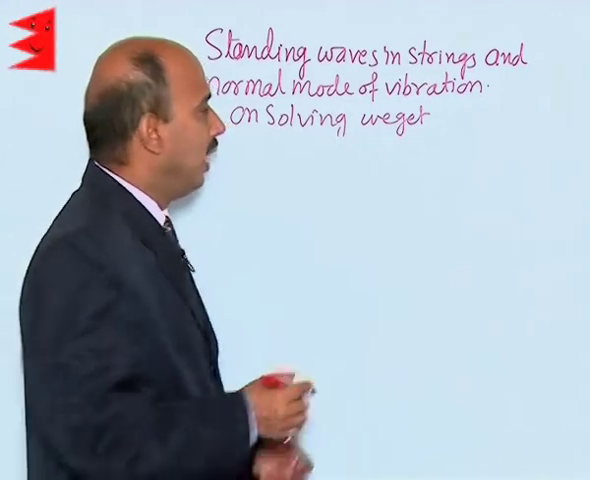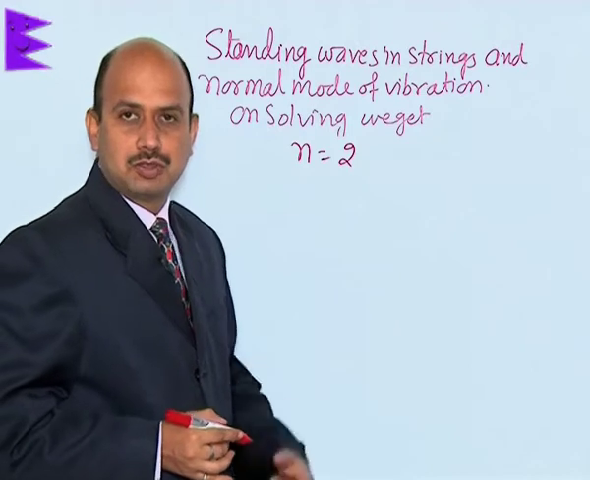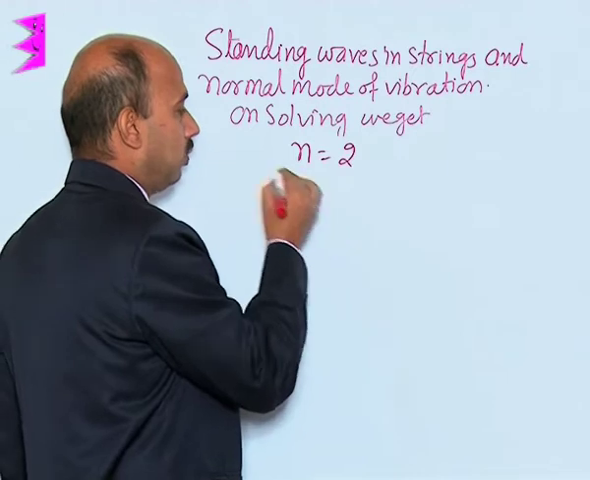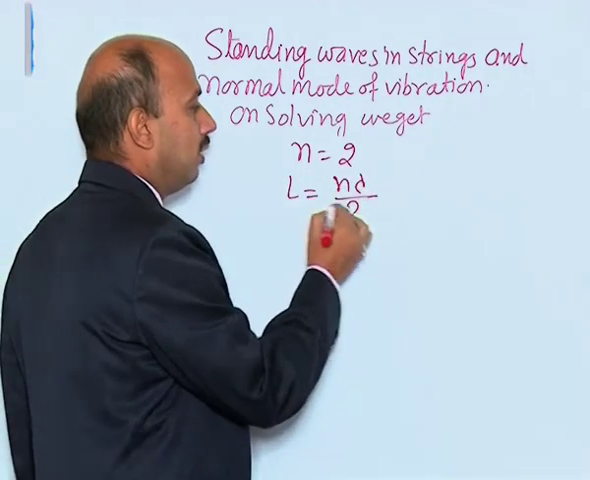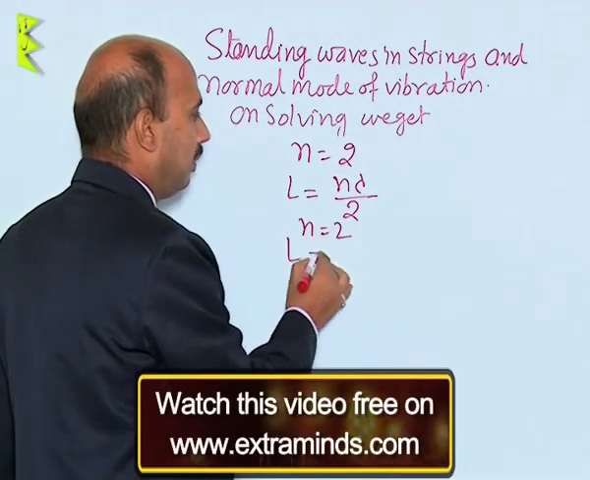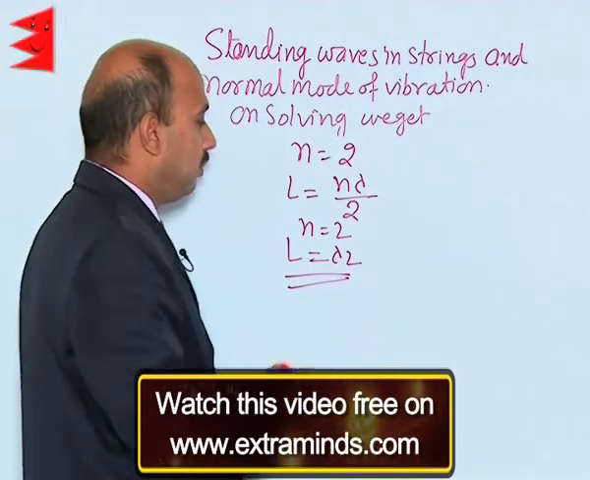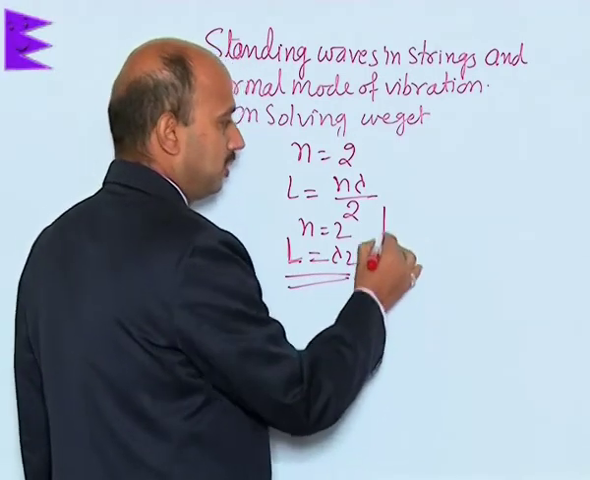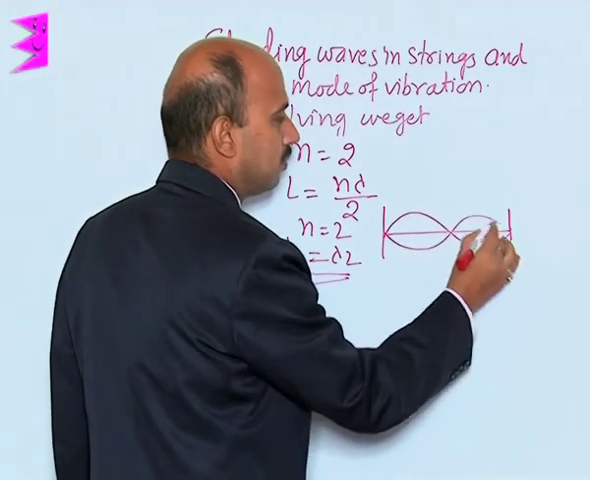So, now if you are putting n is equal to 2, you will be getting second normal mode of vibration. So, in that case we can write here L is equal to n lambda by 2. It means if you are writing n is equal to 2, you will be getting here lambda 2. It means the length of the wire is equal to the wavelength of the stationary waveforms. In that case, the wire vibrates in this way here.